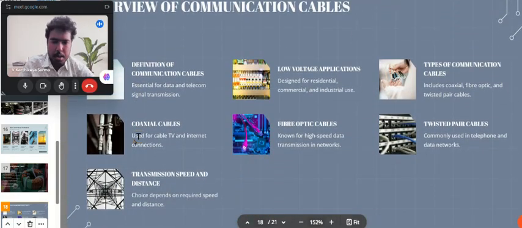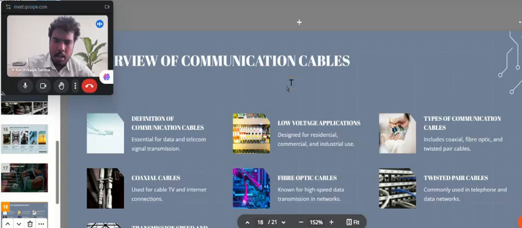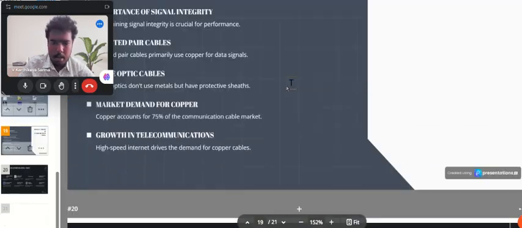Communication cables are used to transfer media from one place to another, such as media files. Fiber optic cables also come under this category. Data transmission and Wi-Fi transmission are made through communication cables.